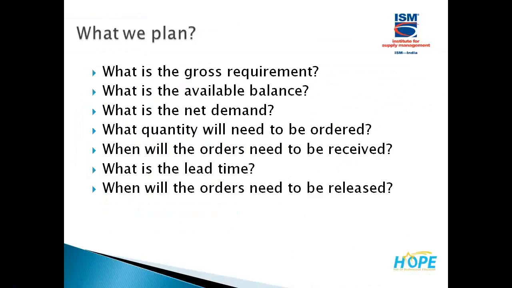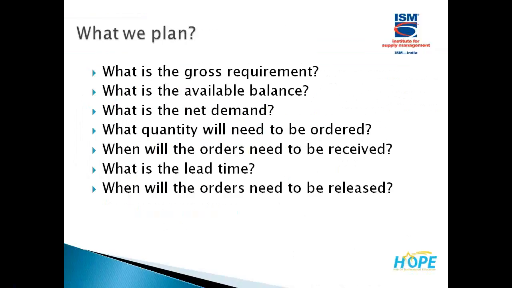So generally, when we are planning, we can start from what is my gross requirement, whether we are talking about the end item or finished products to the customer, or whether we are talking about the raw material for my internal purpose. My first question is, what is my gross requirement? My second question is, what is available with me? And then from that, I will come to the conclusion, what is the net requirement?